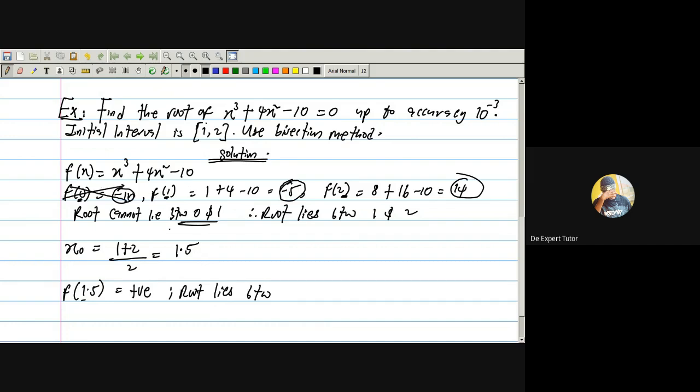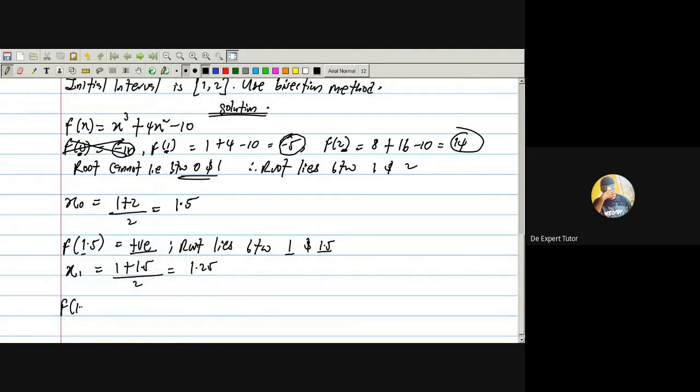Now look at this. Which one do you think the root will lie between? 1.5 gave me positive. 2 still gave me positive, but 1 gave me negative. So which one will the root lie between? 1 and 1.5. Exactly. Why? Because they have different signs. Since the root lies between these, bisect it again, you get x1. Bisect 1 plus 1.5 divided by 2. What's 2.5 divided by 2? It is 1.25.